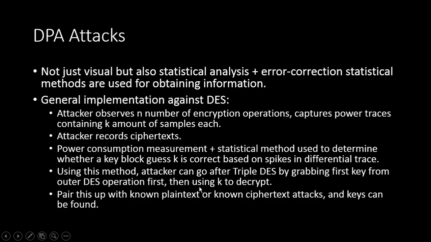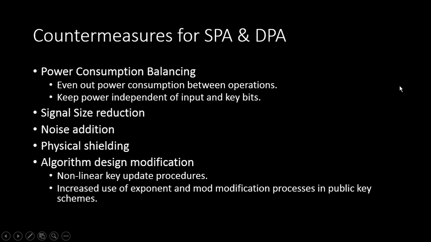And then using this method, the attacker can actually go after triple DES by grabbing the first key from the outer DES operations and then using the K to decrypt it. And then you can pair this up with known plaintext or known ciphertext attacks, and the keys can be found doing that. Some countermeasures. Again, these are just general countermeasures for SPA and DPA.